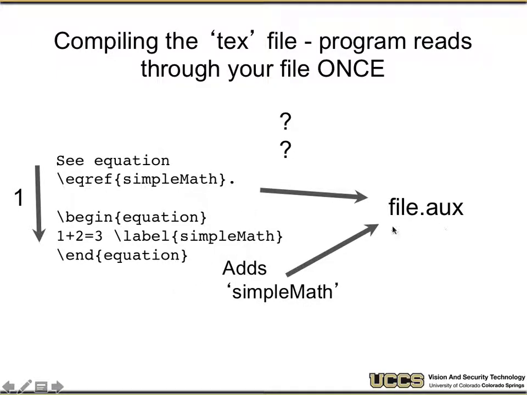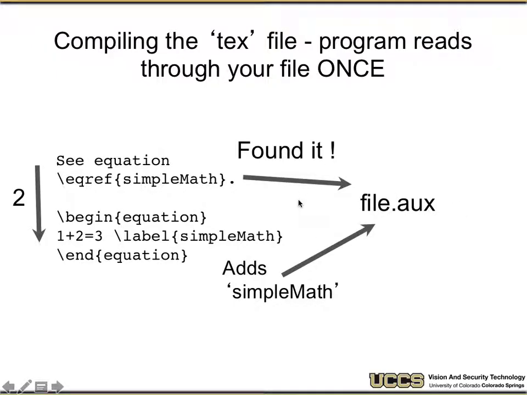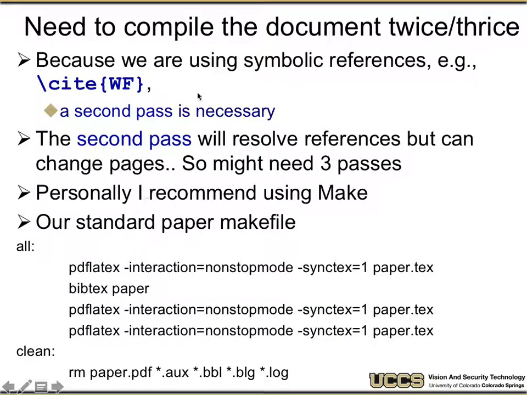First pass through, it's going to look for a file.aux. It's not going to find anything, or it's not going to have WF. And then it's going to add in whatever the thing is next. Second time through, now it's going to find it, find the equation reference, and fix it. Okay? So because we're using these symbolic references, a second pass is necessary. I actually recommend when you do stuff, sometimes a third pass is necessary.